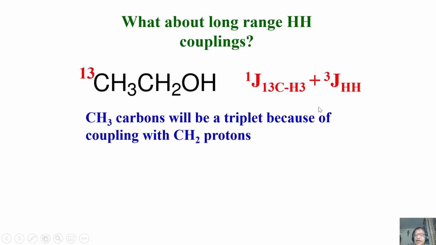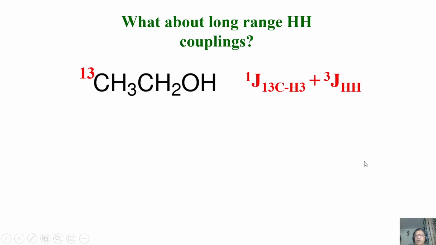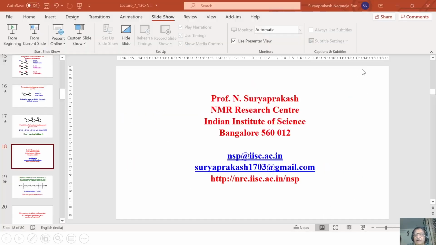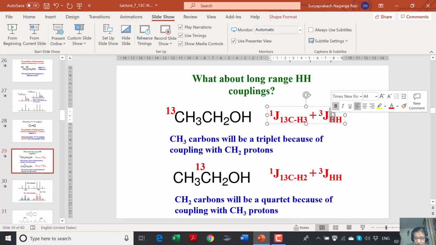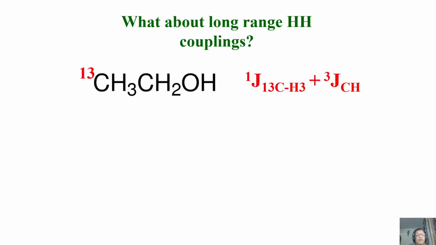I'm sorry, this is a mistake which is made. It is not 3JHH, it is 3JCH. Okay, we'll come to that. So similarly, this is also 3JCH. It is not HH. I said HH will not be seen. It is three bond CH coupling that is also seen.